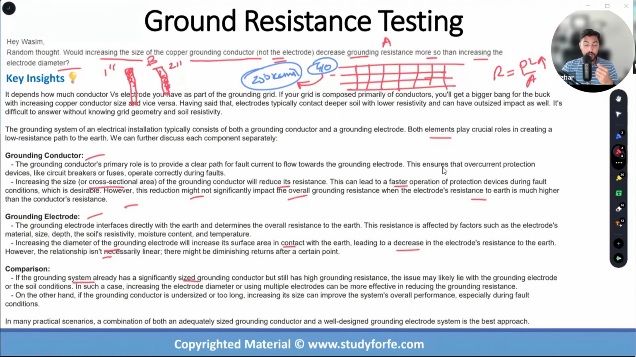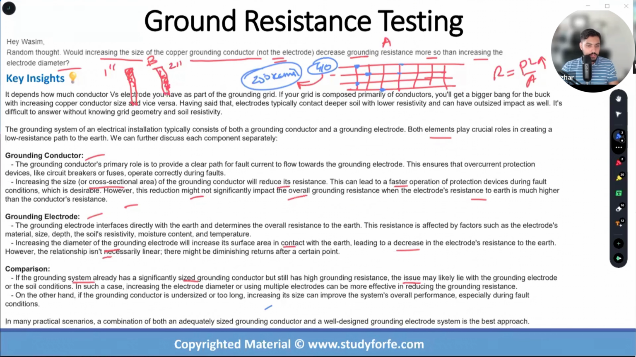So if it is already appropriately sized, 4-odd is very typical, then the issue may likely lie with the grounding electrode, right? In that case, increasing the length of the grounding electrode and the diameter of the grounding electrode will probably give you a bigger bang for the buck. Why? Because grounding electrodes are actually spread more, there are few of them as compared to the conductor. So from a cost standpoint, it's a little bit cheaper. Okay. And if on the other hand, you already have maxed out on the length of the grounding electrode and the diameter of the grounding electrode, then maybe the bottleneck is your conductor.